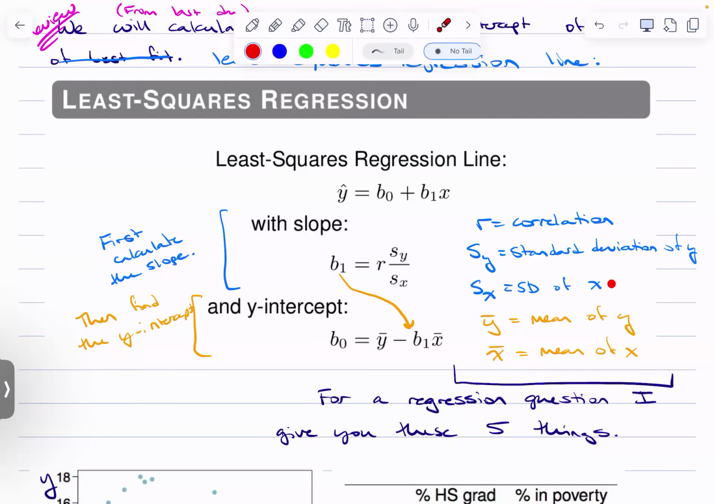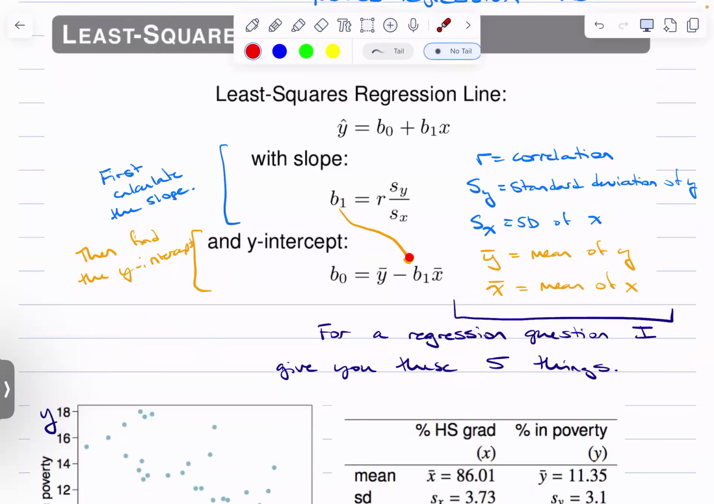Once you have the slope, you can use it to find the y-intercept. In fact, you need to use it: you take y bar, the mean of the y's, minus the slope times x bar, making sure you do this multiplication first and then subtract it. Which means you also need y bar and x bar, so I would need to give those to you. So for a regression question, I give you these five things.